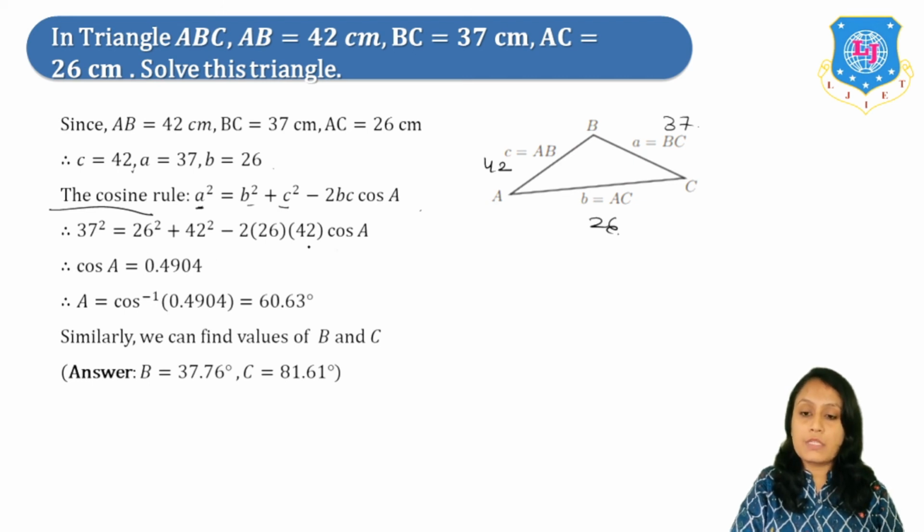And using the calculator we can find cos A as 0.4904. So A is cos inverse 0.4904, so you will get the answer as 60.63 degree. Similarly, using the other two identities we can find the values of B and C. The answers of B and C are mentioned over here. You can solve and verify your answer.